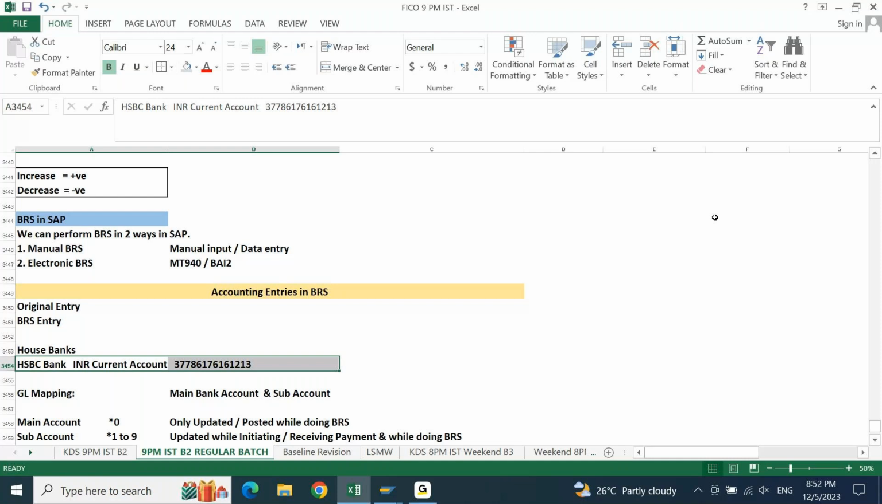So you'll have clarity once we do the configuration. All those confusions will get removed automatically. Okay, okay, sir.